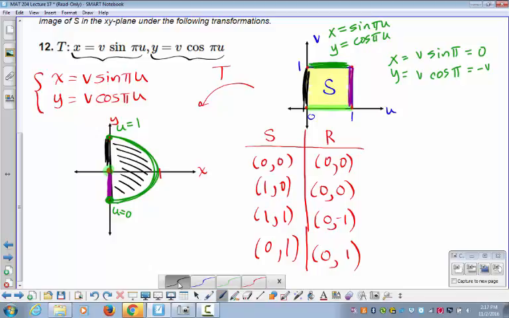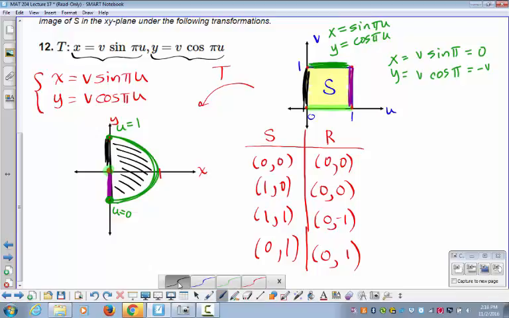How do we know that it's circular other than just recognizing this? So that's how we know. Because if we have x equals sine of pi u and y equals cosine of pi u, like I said earlier in the class, we know the xy equations. We don't know these non-xy equations. So how would we convert that to an xy equation? What would you do to convert that to an xy equation?